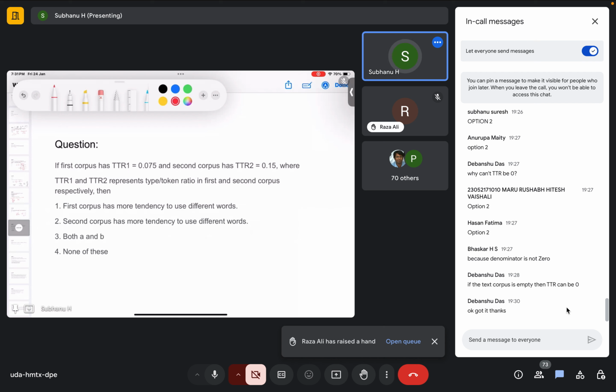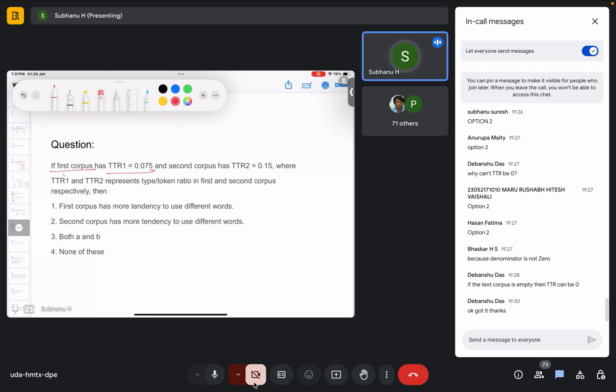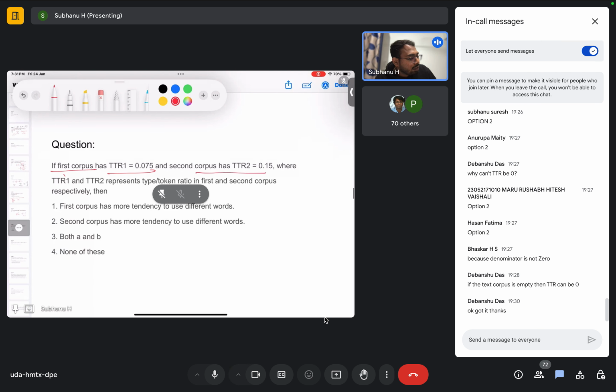Okay, now we will come to this one. Give me a second. So our question is: if the first corpus has TTR1 equal to 0.075 and the second corpus has TTR2 equal to 0.15, where TTR1 and TTR2 represent the type token ratio in the first and second corpus respectively, then which one is the correct answer? The first corpus has more tendency to use different words, the second corpus has more tendency to use different words, both A and B, or none of these.